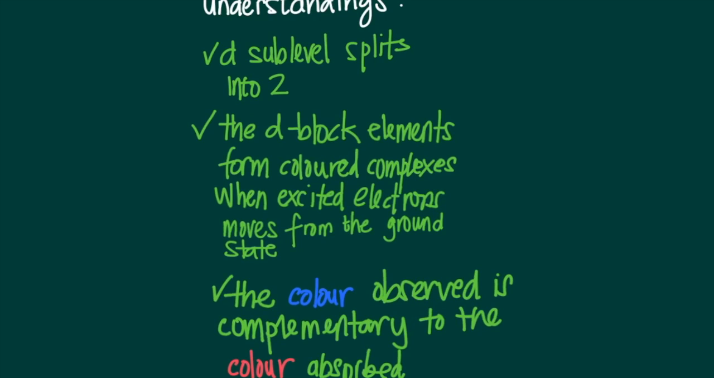Electrons in the d subshell can split into 2. The d block elements form colored complexes when excited electrons move from their ground state, like we saw in the example. And the color, the dark blue color that was observed, is really due to the fact that the complementary color is the one that was absorbed as the electrons transitioned from one level to the next. And the color that was reflected is the dark blue.